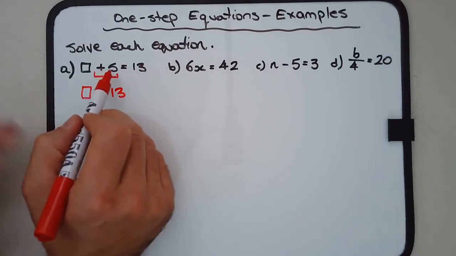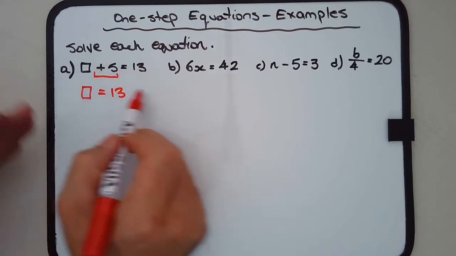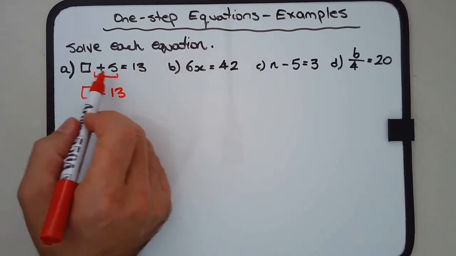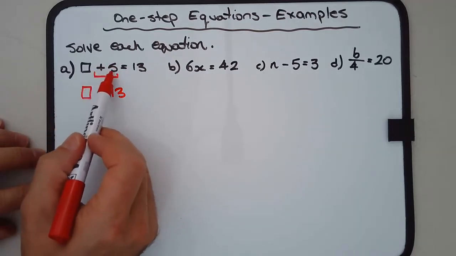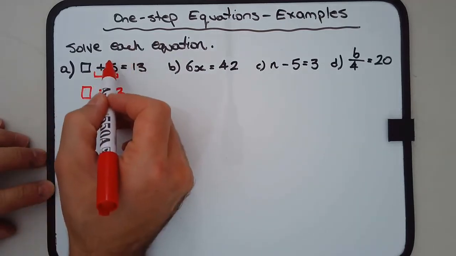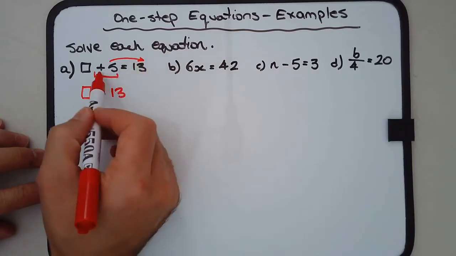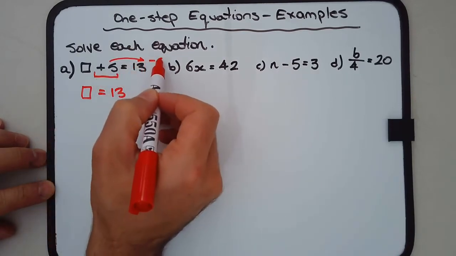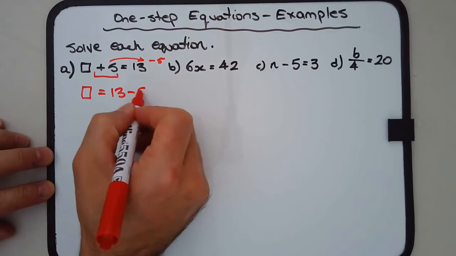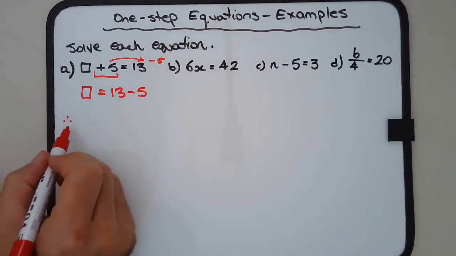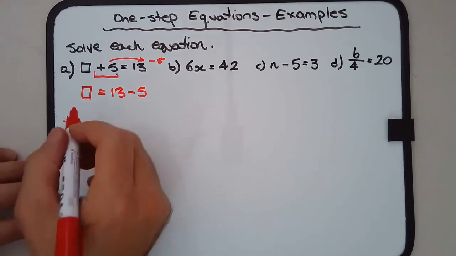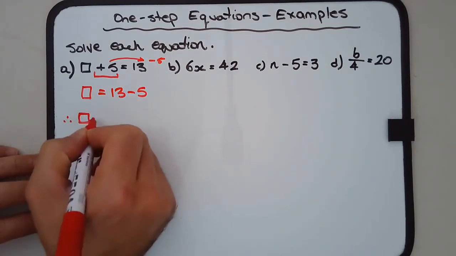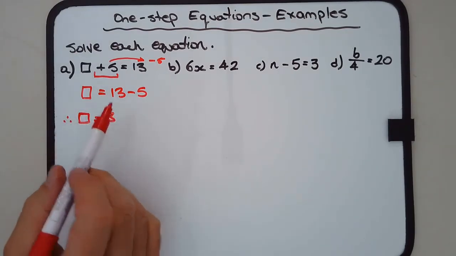But when you take something from one side of an equation to the other, you must do the opposite of the current action. So if the current action is adding 5, when we move that over to the other side, the plus turns into a minus 5. So 13 minus 5. Therefore, (these 3 dots mean therefore, a concluding statement) square equals 8.